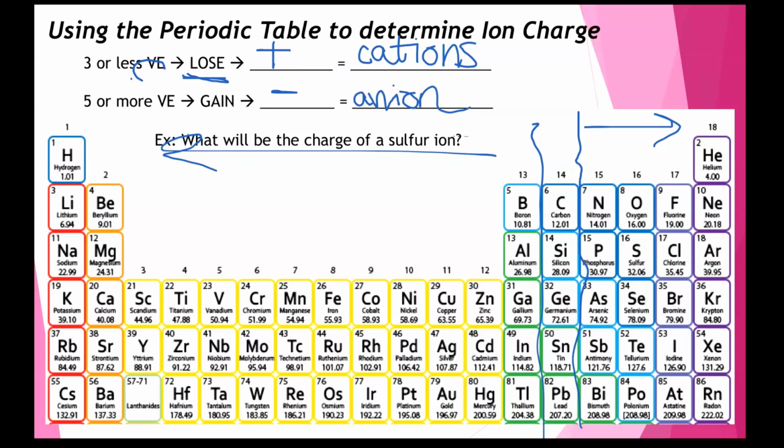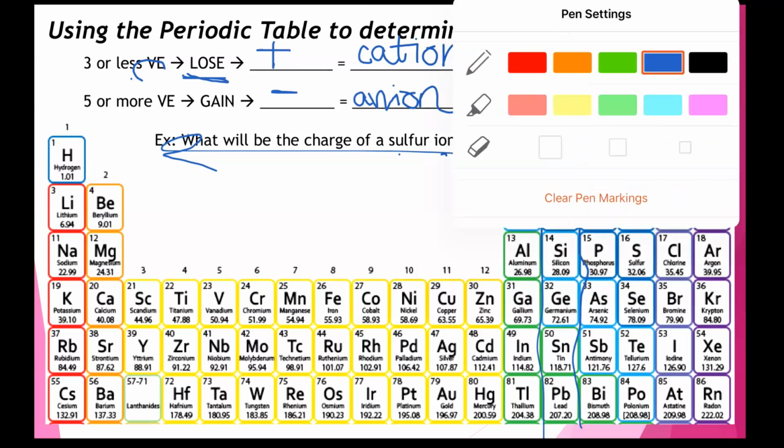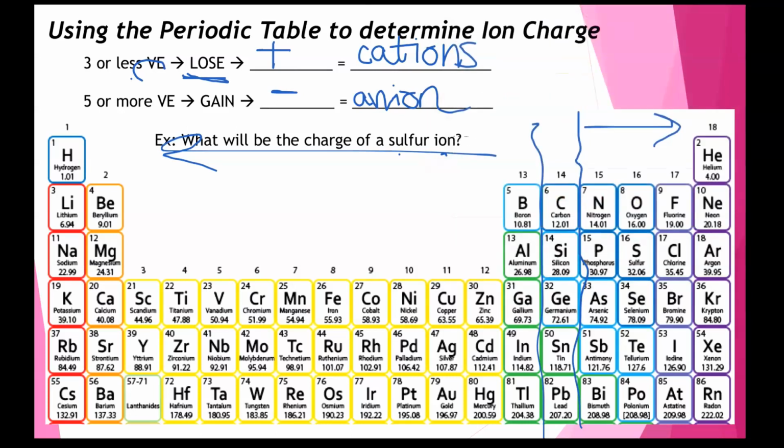So real quick, what would the charge of a sulfur ion be? So looking at our periodic table, we can see where sulfur is. Sulfur is right over here, atomic number 16. And so if we look at what group it's in, we see it is in group 16 as well. If we knock off that 1, that gives us 6 valence electrons.